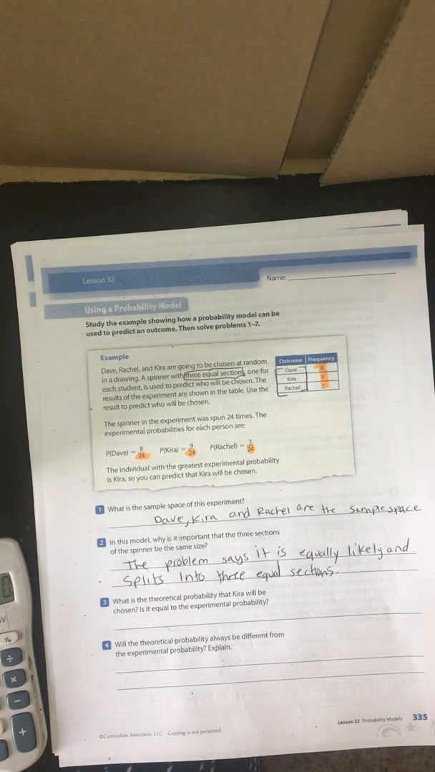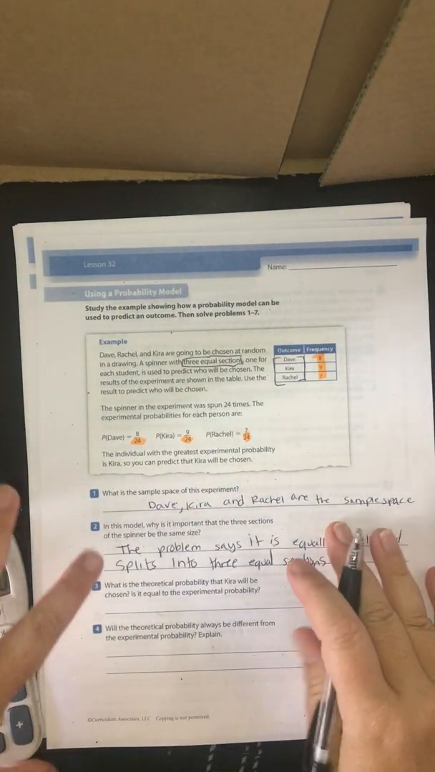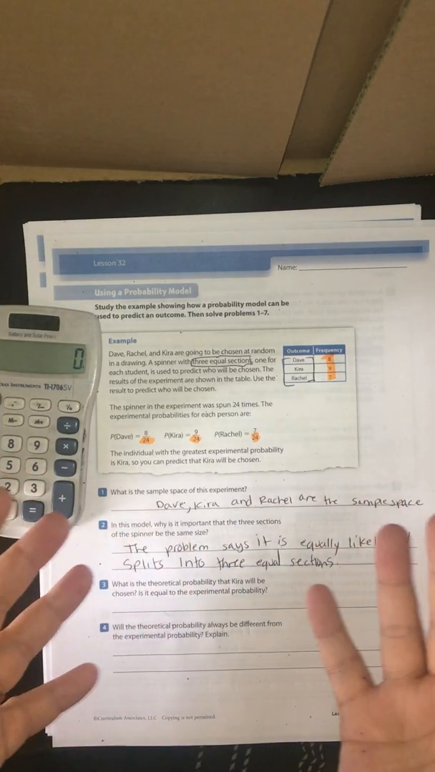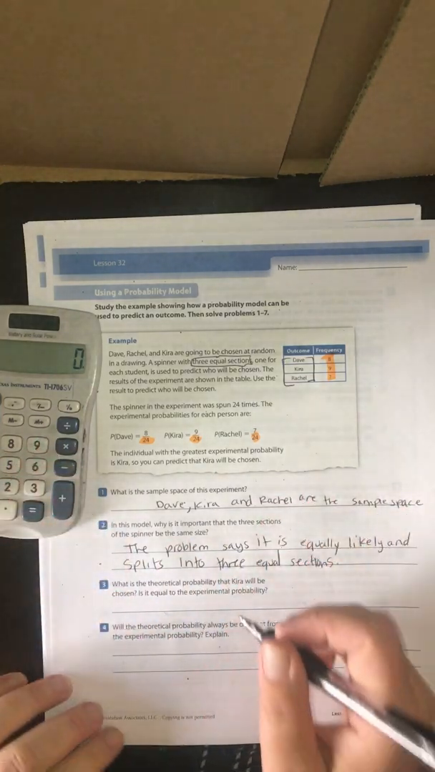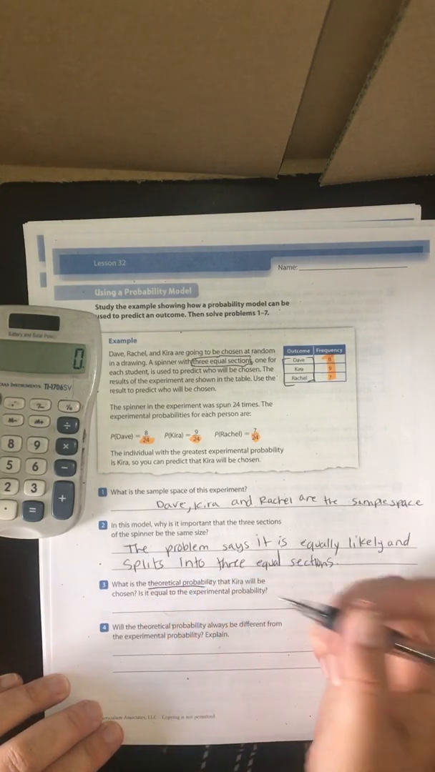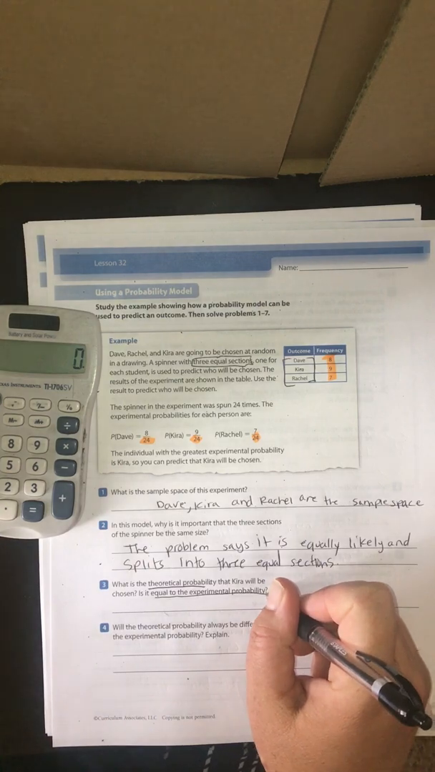All right. What is the theoretical probability? So we've always been talking about experimental probability, so that's like they actually performed the experiment. Now the experiment's not actually being performed, we're just guessing. Okay, based off of this, what is the theoretical probability that Kira will be chosen? Is it equal to the experimental probability?